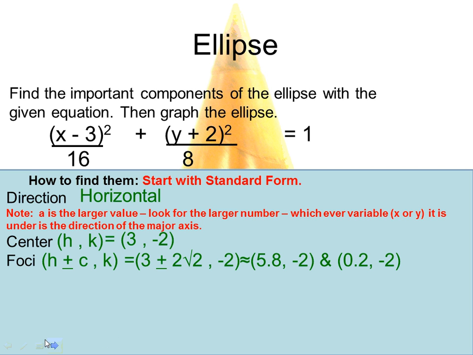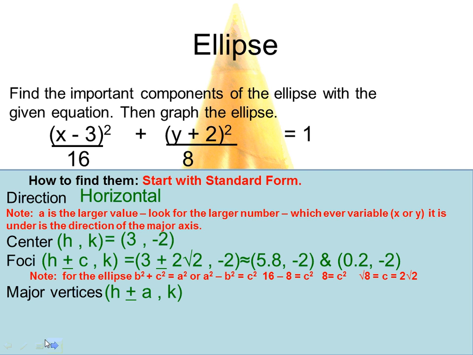The foci, I'm adding the c. Well, where did that number come from? Remember, c squared is a squared minus b squared. 16 minus 8 is c squared, so 8 is c squared. So the square root of 8 is c. And if I simplify the radical, I get c to be 2 square root of 2.